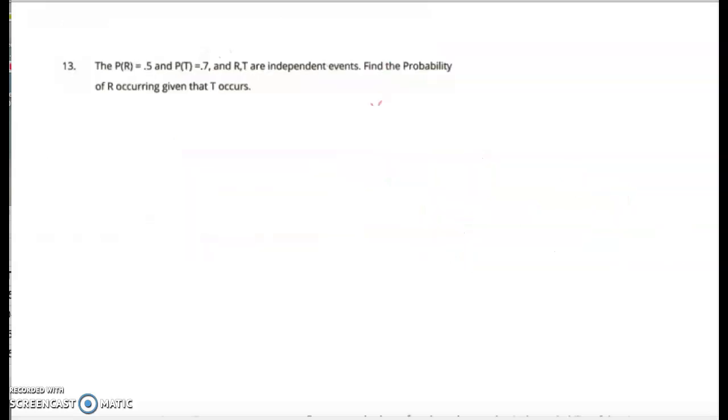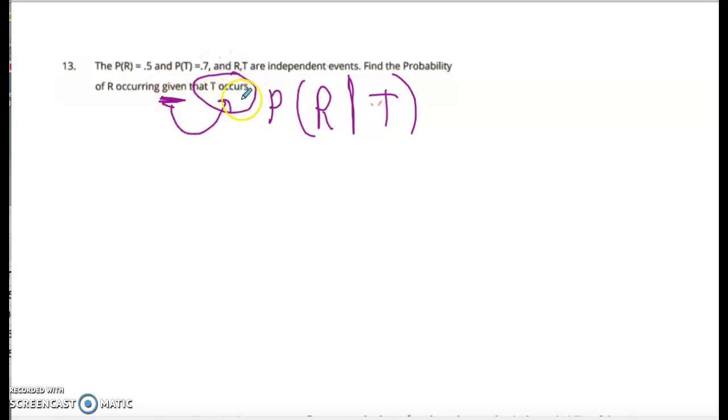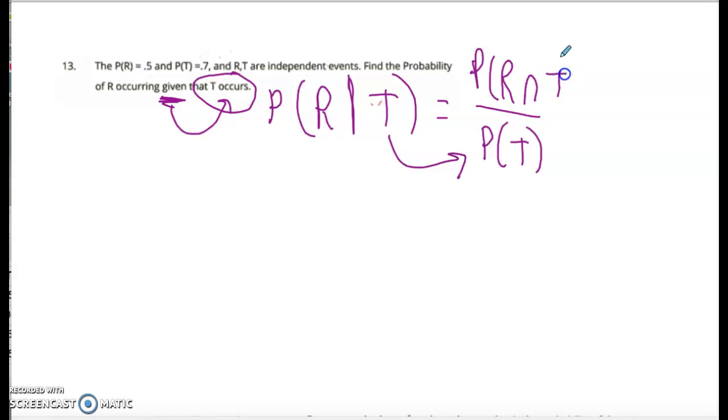This is another one that is a conditional probability. Right here is the way I know it's a conditional probability. If I were to rewrite this one, I want to find the probability of R occurring given that T occurs. So just like the problem a second ago, this is your condition. I am already starting under the fact that T has occurred, so I only care about outcomes out of the possibility of all the T's. So that is my denominator, and the numerator is the intersection of those two events.